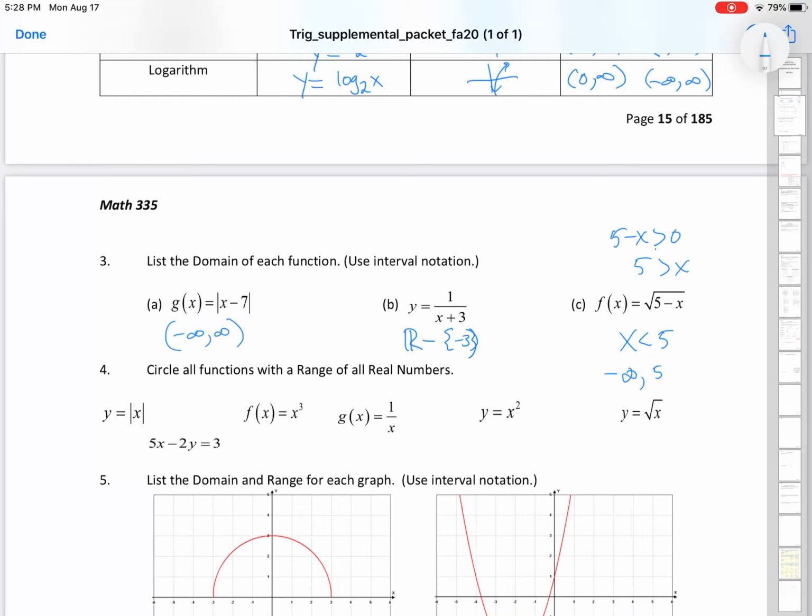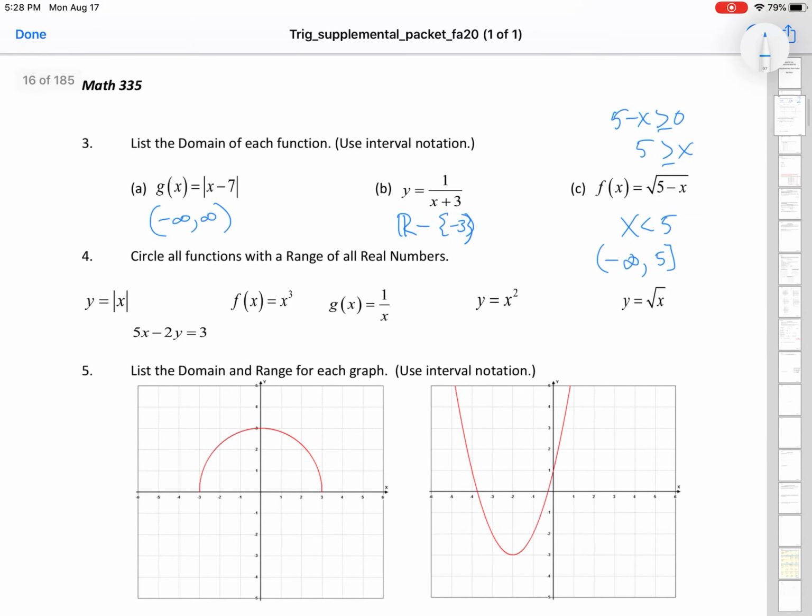Now the 5 can be included. I apologize for that, because we can take the square root of 0, and that's what we're going to look at. Circle all functions with a range of all real numbers.